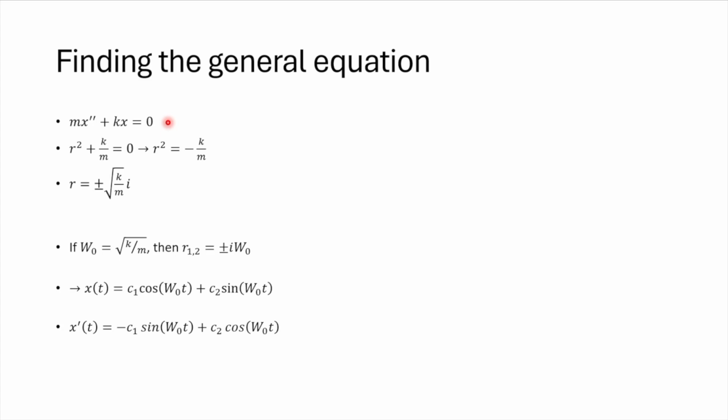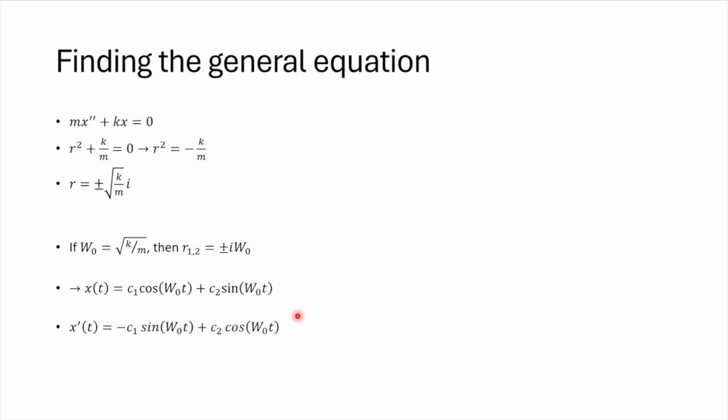Now that we have our differential equation, we can find its general solution by substituting it into a quadratic equation and then finding its roots. For simplicity, we will also take the square root of the quotient between the spring constant and the mass as W sub 0, and therefore our equation for position would be the following, and taking its derivative would give us its velocity.